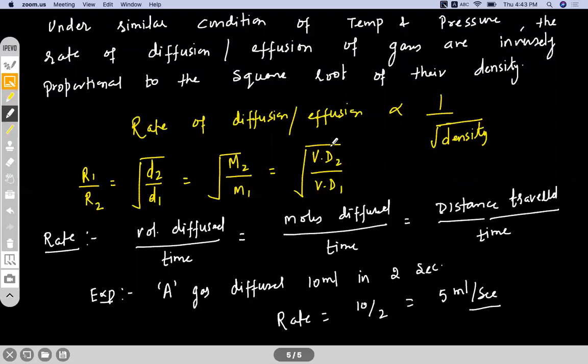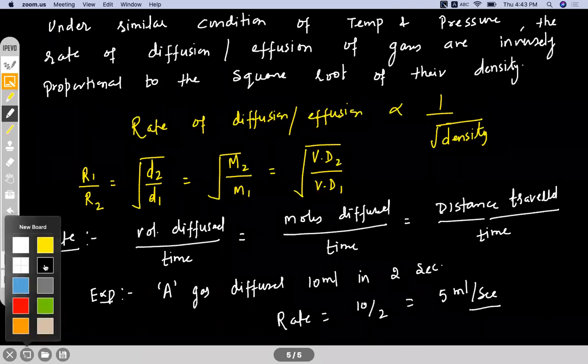Sometimes in the question they'll give you volume, sometimes moles, sometimes distance. Whatever is given in the question, you can take it here, and any one of these things we can always relate with the molecular mass of the gas. I'll give you some questions and you will understand. Now, suppose volume is given in the question, then there are two possible cases. This is possible with moles also, and with distance also.